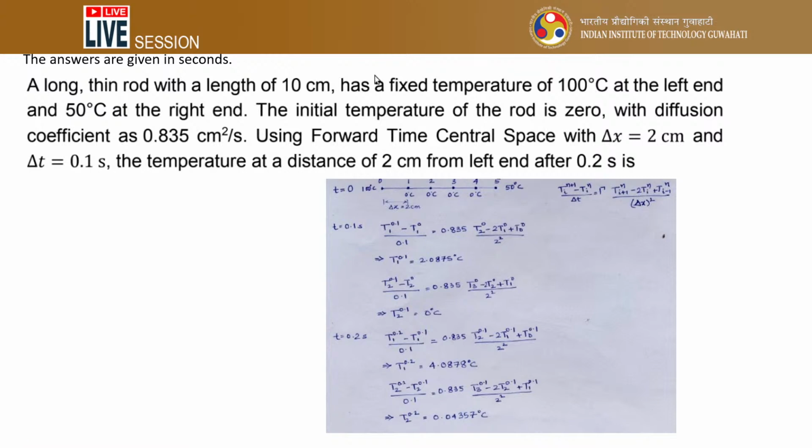Yes, another doubt was there. The question number 10 in assignment number 5 needs explanation, correction. The temperature is asked for, and the answers are given in the second. So I think there is some mistake while giving the answers. The answer will be in degree centigrade only, and this is the answer.